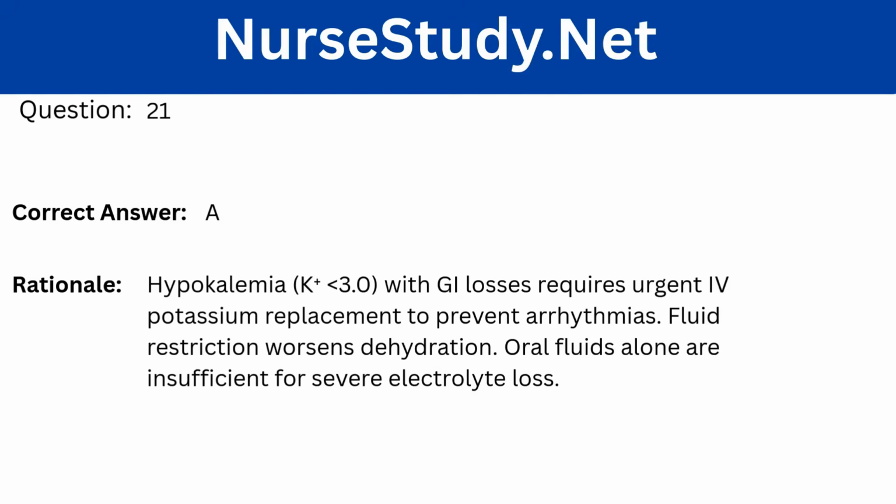Correct answer: A. Rationale: Hypokalemia, potassium less than 3.0, with GI losses requires urgent IV potassium replacement to prevent arrhythmias. Fluid restriction worsens dehydration. Oral fluids alone are insufficient for severe electrolyte loss.